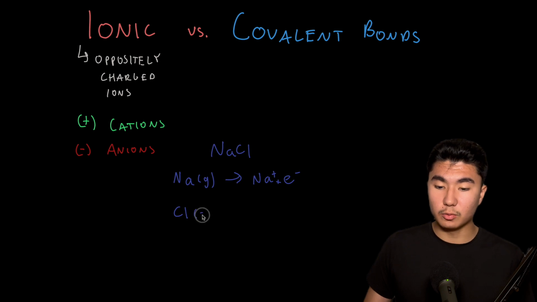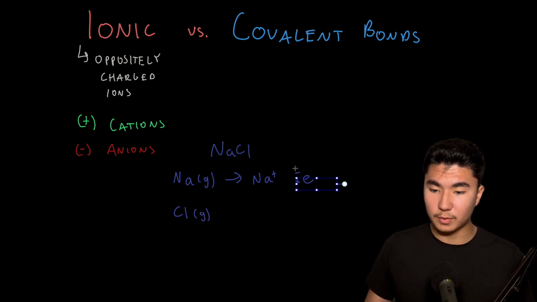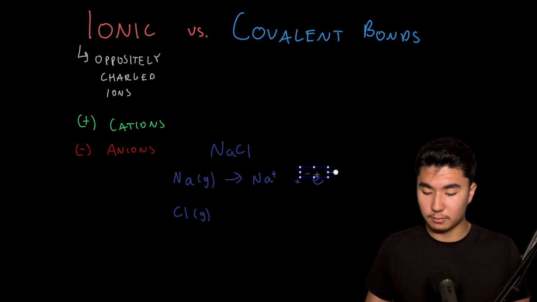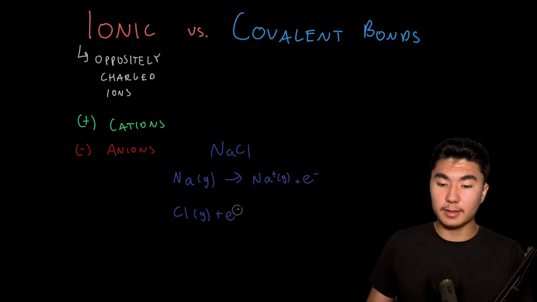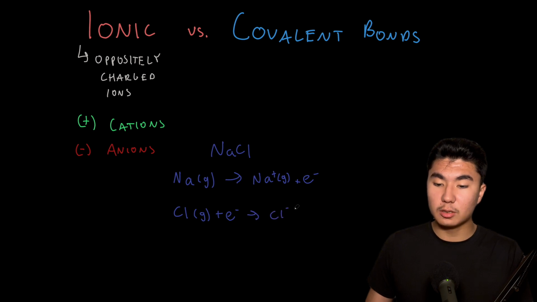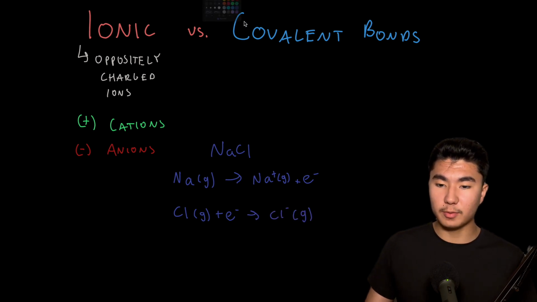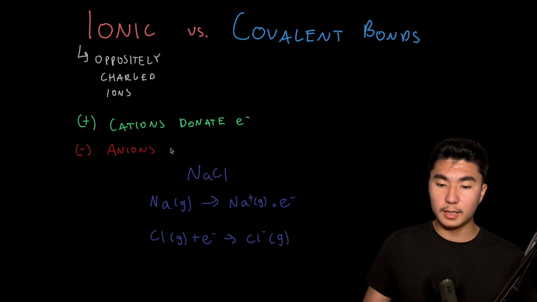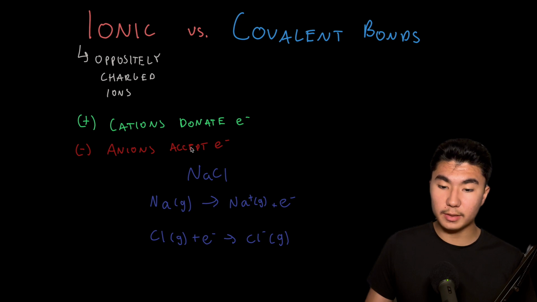Versus when we have that chlorine over here, in its gaseous state. So let me put that over here as well with our sodium right here. Our chlorine is going to accept an electron. That's what makes chlorine negative. So let me write over here: cations donate their electron, and anions accept electrons, and this is what creates their bond.